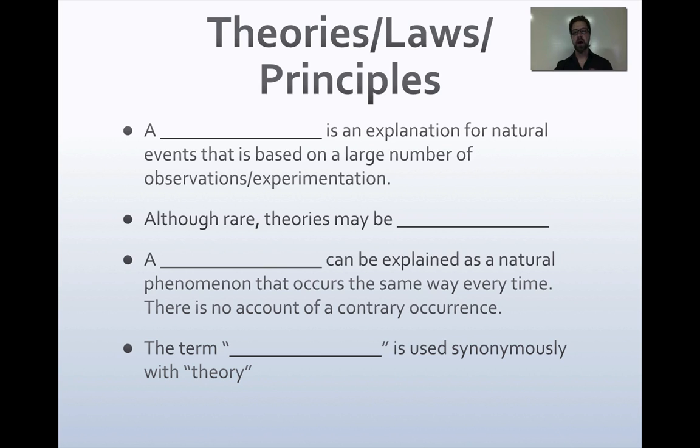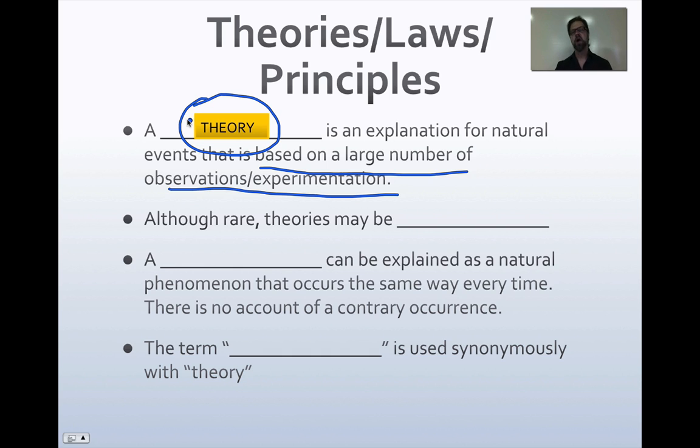The last few ideas I just want to throw your way are some key terms you hear a lot about in science. For example, theories. Theories are an explanation for a natural event that has been based on a large number of observations or experimentation. Now, unfortunately, a lot of the populace thinks theory is a much lighter term than it actually is. It is based on a large number of observations and experimentation, so that means a lot of work has gone in to come up with a theory.